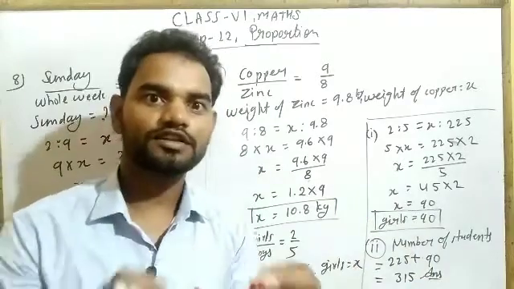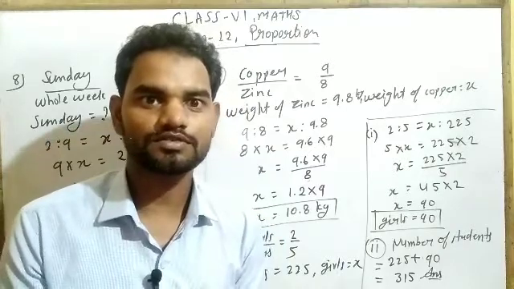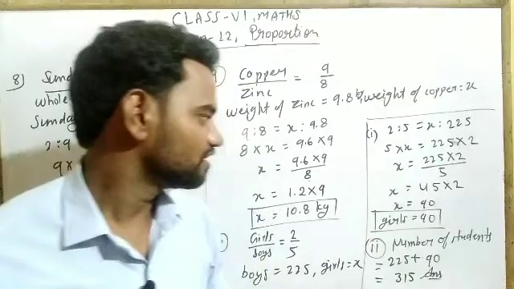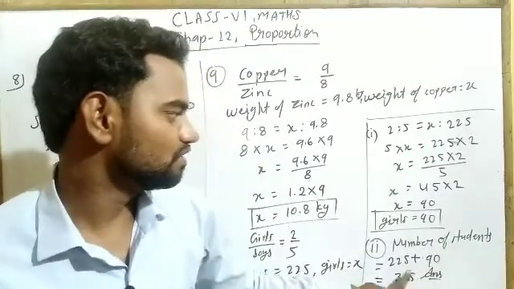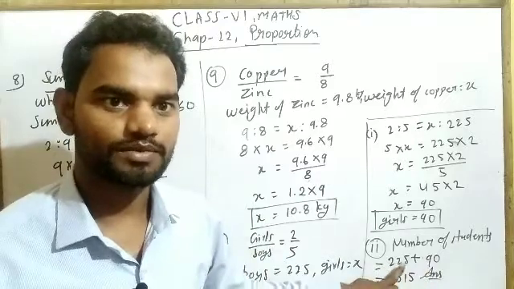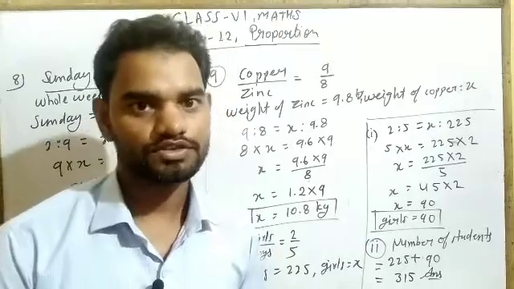And then simply add the number of girls and number of boys. So total students will be there in the school. Total students means what? The sum of girls and boys. So number of students in the school, boys plus girls, 225 plus 90, this will be 315. So this is the solution of this question.